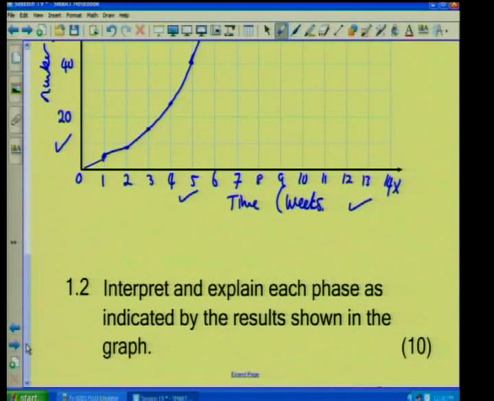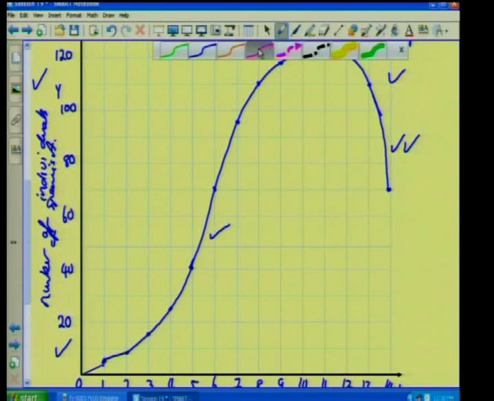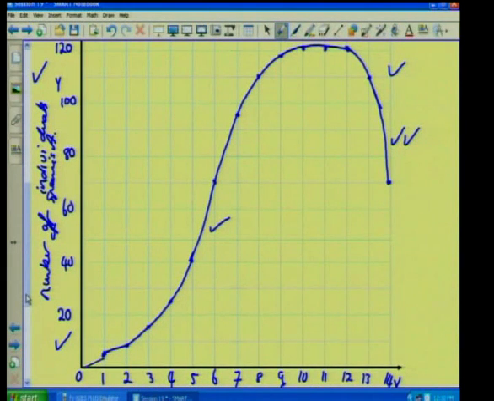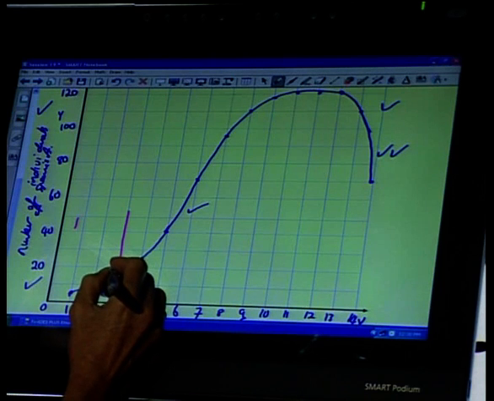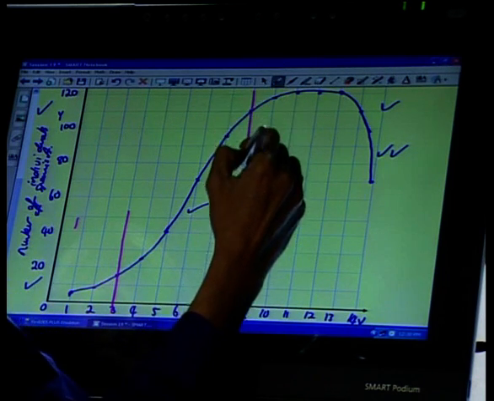All right, 1.2, interpret and explain each phase as indicated by the results shown in this graph. So let's have a look. Now it's 10 marks, so let's see what these phases are going to be. Okay, I'm going to use, I think, pink. We're looking at our phases, so we're going to look at the various parts of it. So if we look here, week 1, I can move this down a little bit more. Okay. Week 1 to 3, very, very slight increase here. So I would say between week 1 and 2 and week 1 and 3, this would be my first phase. So this is phase 1. Okay. Your next phase would be between weeks sort of 3 to 4. So here, going to about 8. So that would be your second phase.